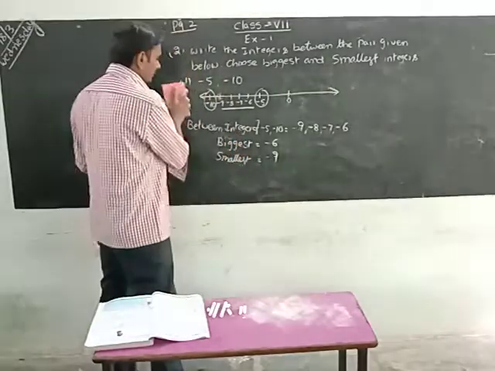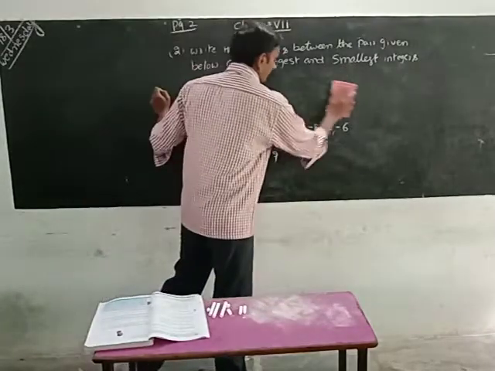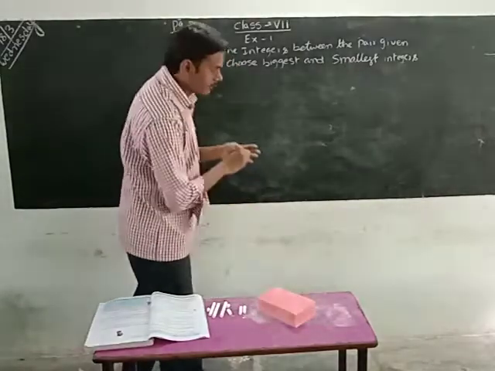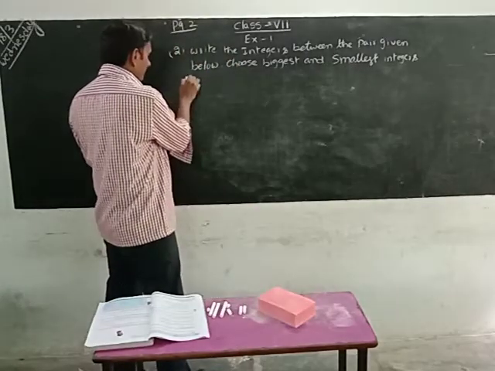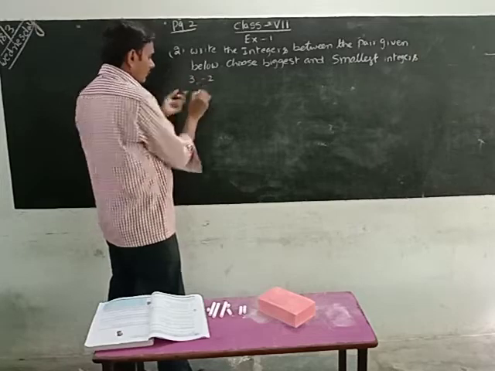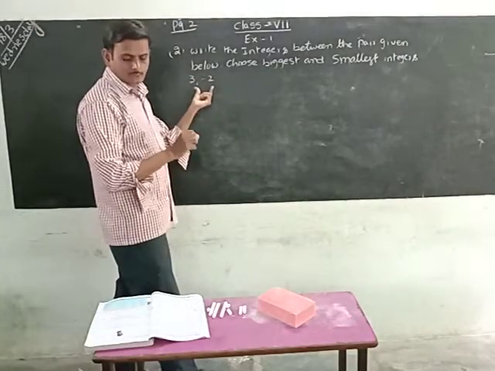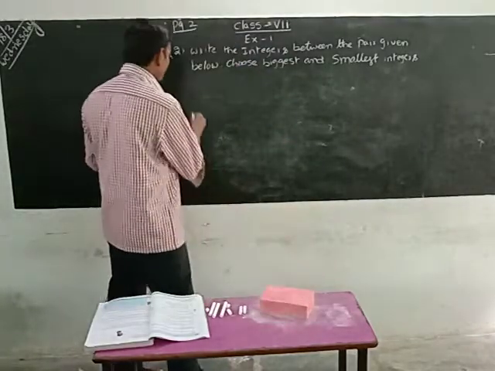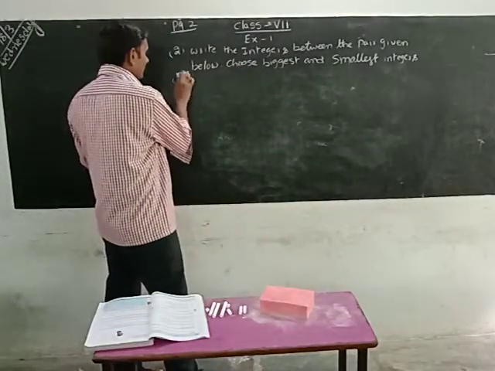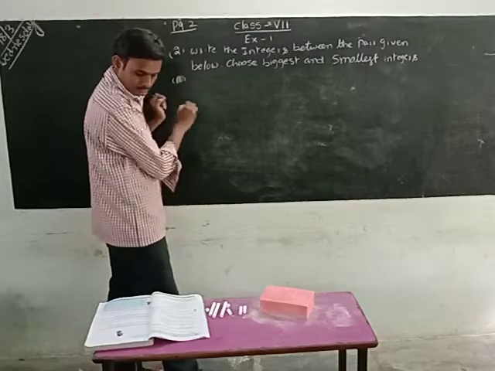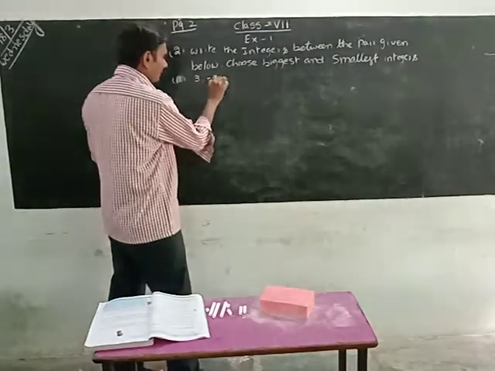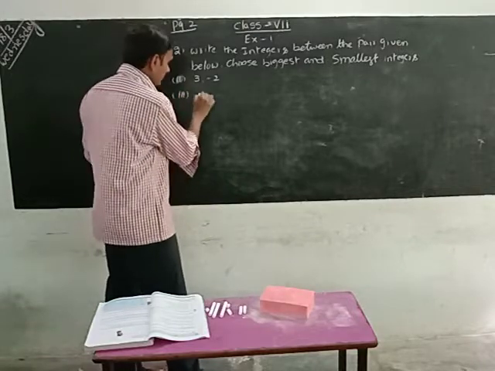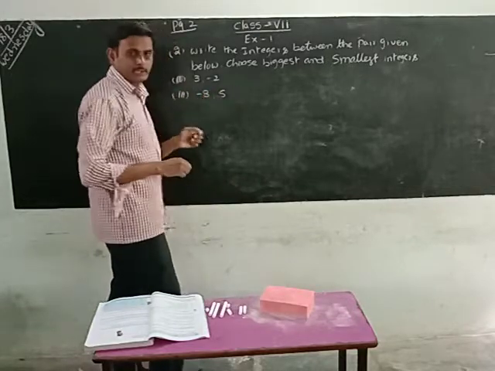Okay, go for the next question. In this one, the third one I will discuss. One more sum is this -3, 3 -2. Do it yourself. The second one I will not explain. Do your own. I will explain the third one. What is the third one? -8 to 5.